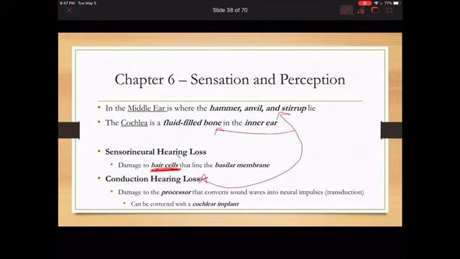But if we're talking about hair cell damage, sensory neural hearing loss, and specifically hair cells that are on the basilar membrane. For conduction hearing loss, whether the issue is with your cochlea or with your hammer, anvil, and stirrup, you can always fix or mediate, I suppose, this with a cochlear implant. And so conduction hearing loss has to do with damage to the processor that actually converts your sound waves into neural impulses or electrical impulses.